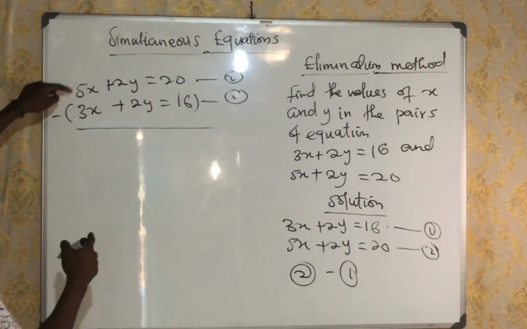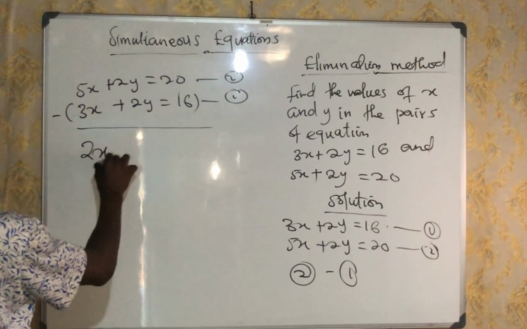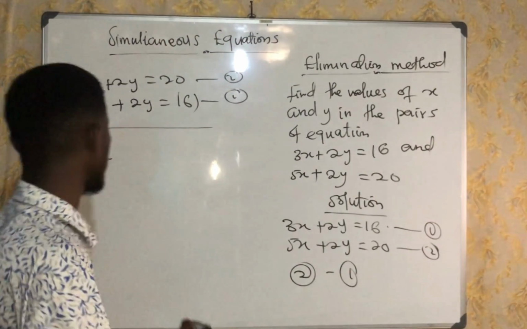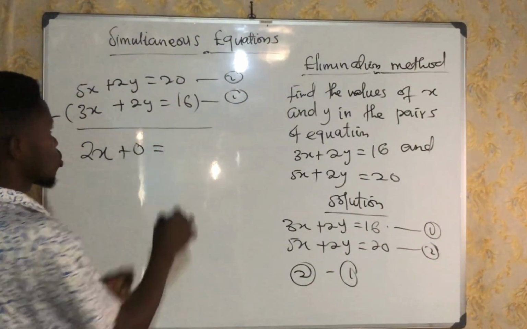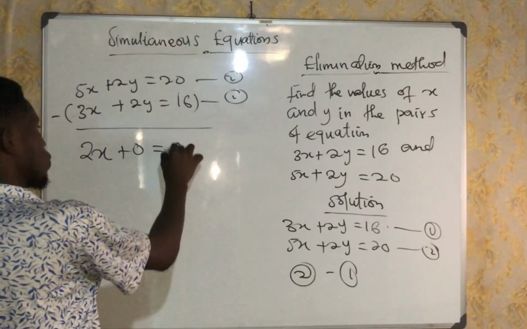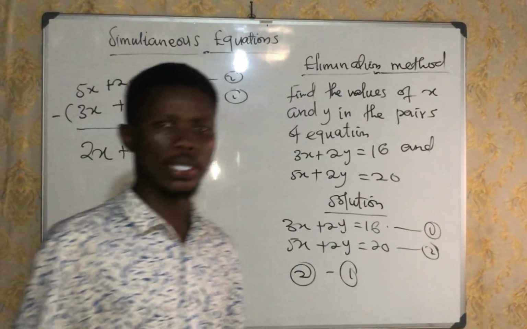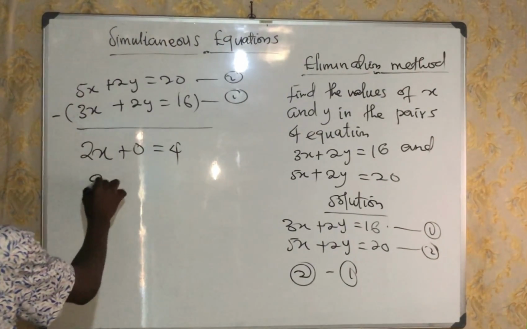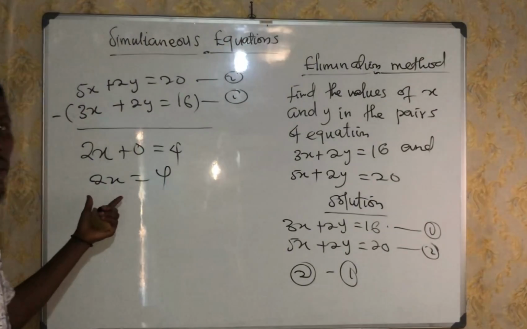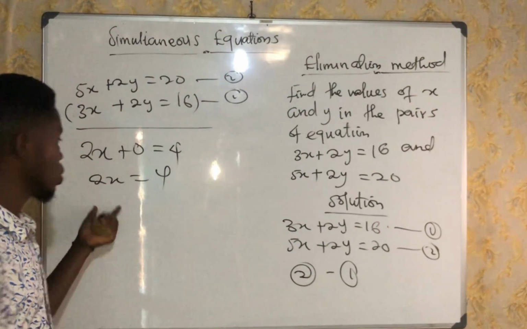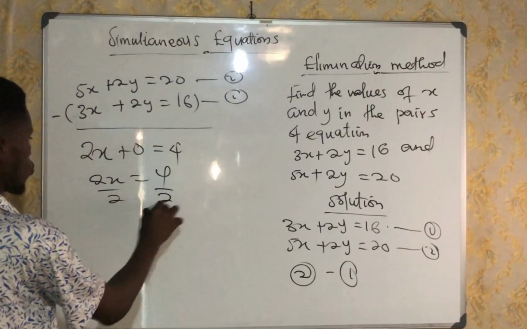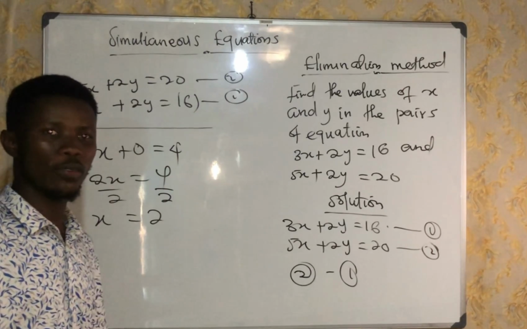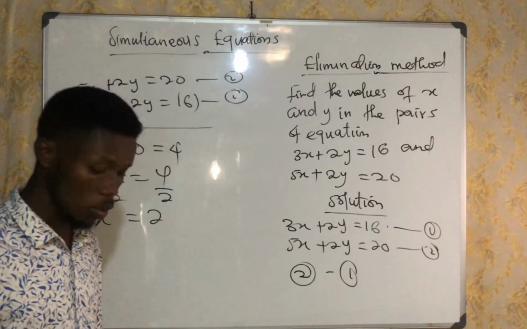So from here, 5x minus 3x, I have 2x. 2y minus 2y, the answer is 0. So plus 0 equals 20 minus 16. We all know it is 4. This is very simple to do, right? Good. Now from here, I have 2x equals 4. What do we do next? Divide both sides by 2. So if I divide here by 2, here by 2, my x is equal to 2. I have the value of x.